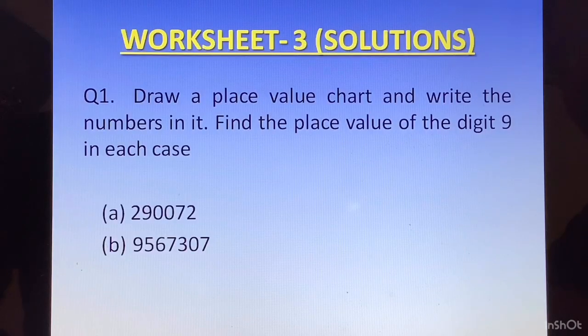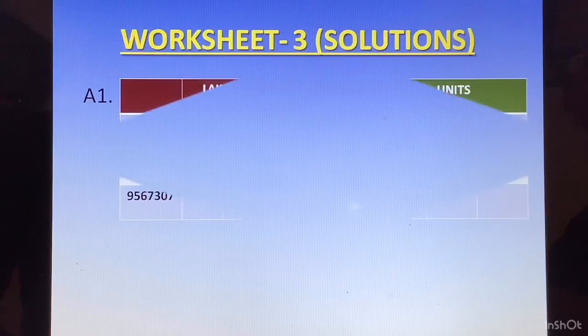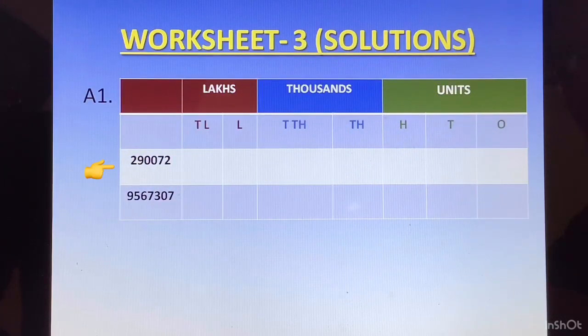First question. Draw a place value chart and write the numbers in it. Find the place value of the digit 9 in each case. The place value chart. Now the first number 290072. We start with the rightmost digit 2 and put it in the ones column. Then the next digit 7, put it in the tens column. Next digit 0 will go in the hundreds column. After that we have another 0 which will go in the thousands column. Then 9 will go in the 10,000 column and 2 in the lakhs column.